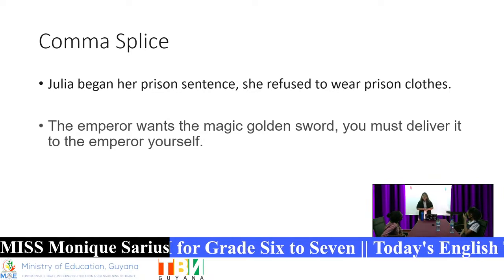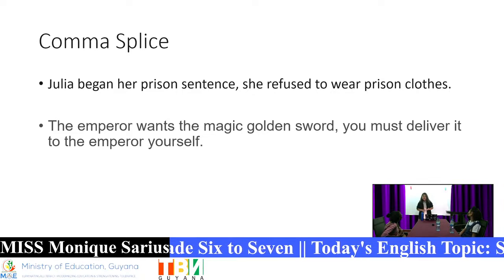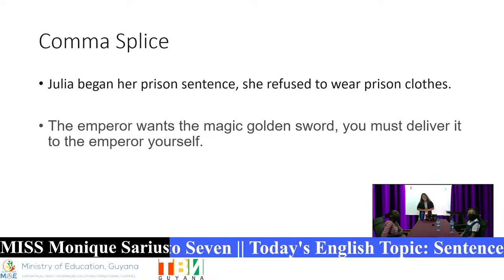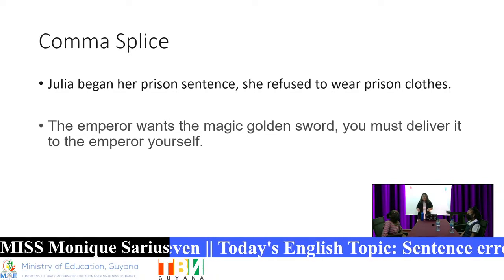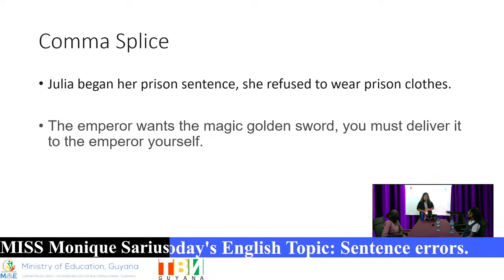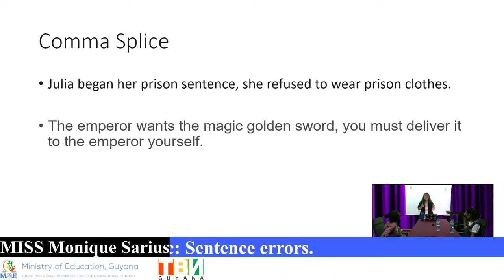Julia began her prison sentence? Yeah. It can stand on its own. It makes sense. It has a subject and it has a verb. So it's a sentence. The other part of it says she refused to wear prison clothes. Is this also a proper sentence? We have a subject, she. We have a verb there, refused to wear, and then we have prison clothes. As in, all of those words together make complete sense. So you put these two together. So instead of a comma, what should have been there?